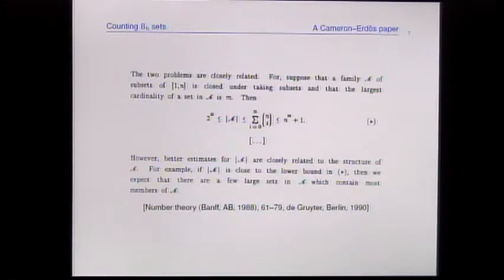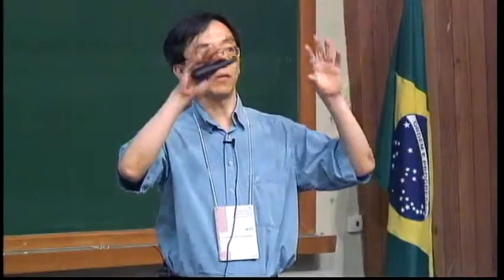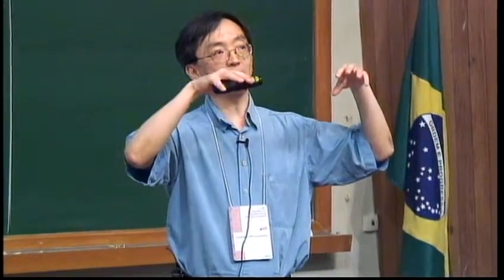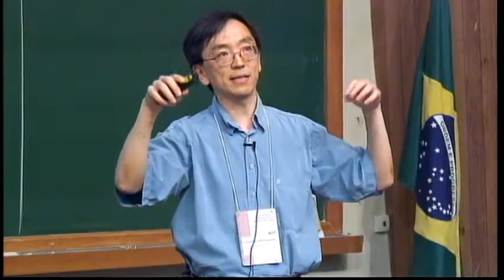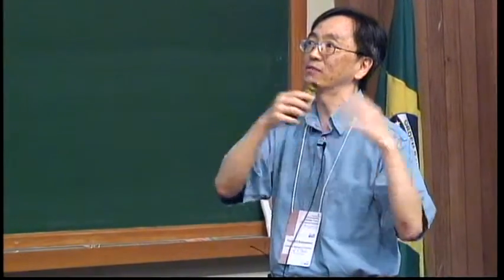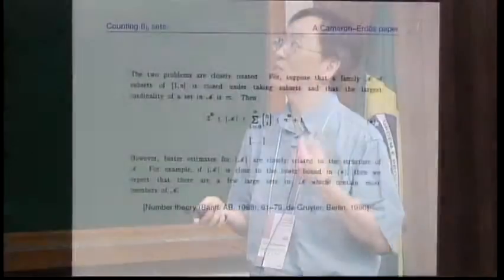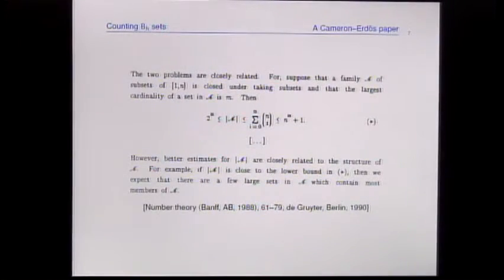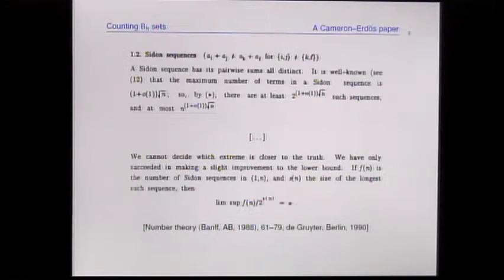But they carry on and say, if you have better estimates for the size of A, maybe you can say something about the structure of A. For instance, if the size of this family A is closer to the lower bound in star, so 2 to the m, maybe you can say that there are just a few members of this family, and actually curly A is just the downset generated by these. So you just take the subsets of some well-structured sets. Maybe such a thing is true if you are close to the lower bound. So it's quite interesting to try and prove that the families A are close to the lower bound in size.